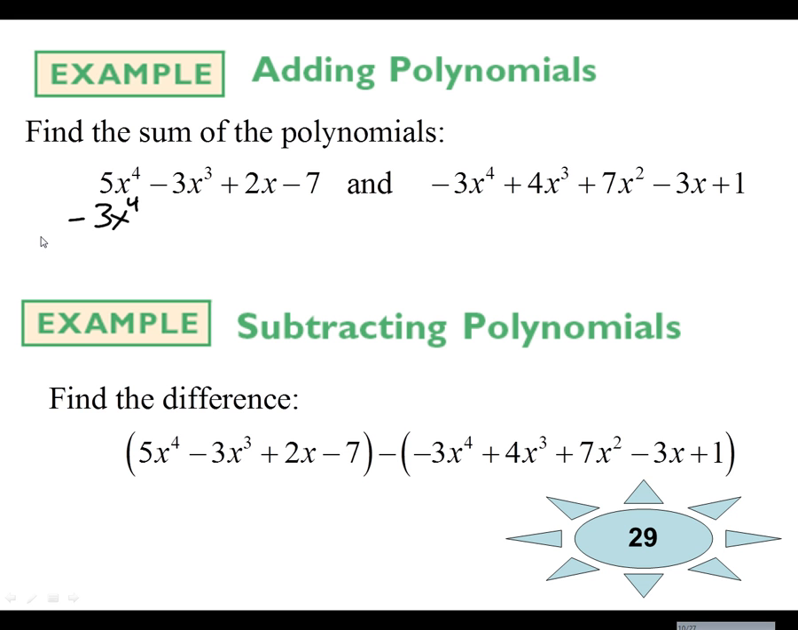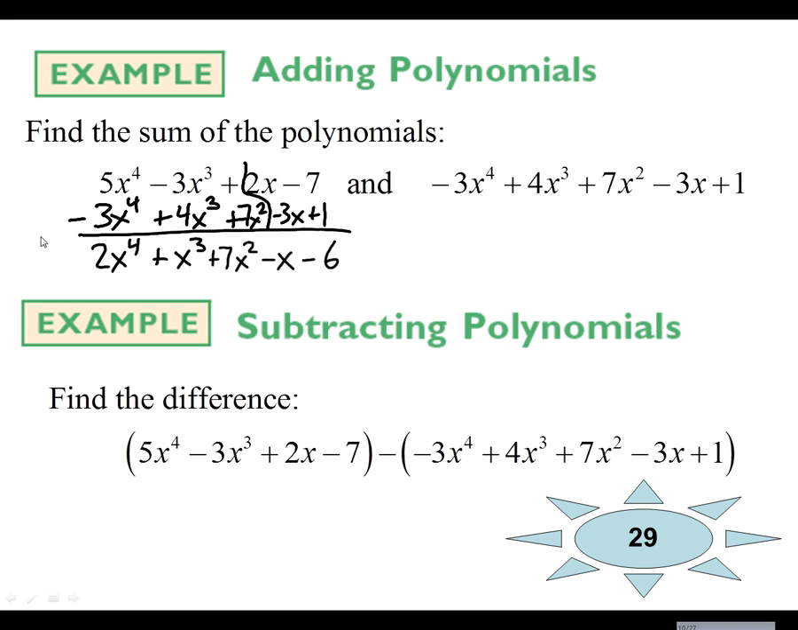The 3x to the 4th, the plus 4x cubed, the plus, and we need to put a little space in here, 7x squared. It's not going to really line up. And minus 3x plus the 1. So let's go straight down. We've got 2x to the 4th. We've got plus x cubed. We've got the 7x squared all by itself. And then we've got minus x. And then we've got minus 6. Alright? Same thing when you're doing subtraction, but just be careful with that negative here.